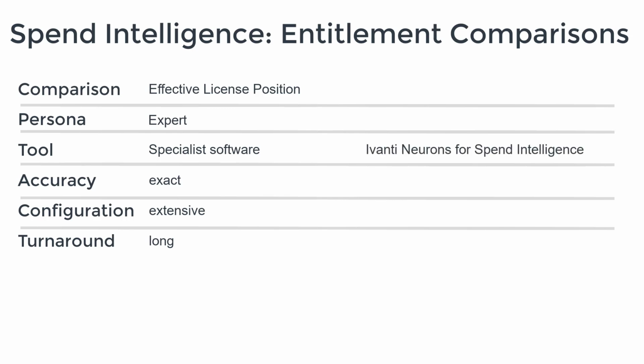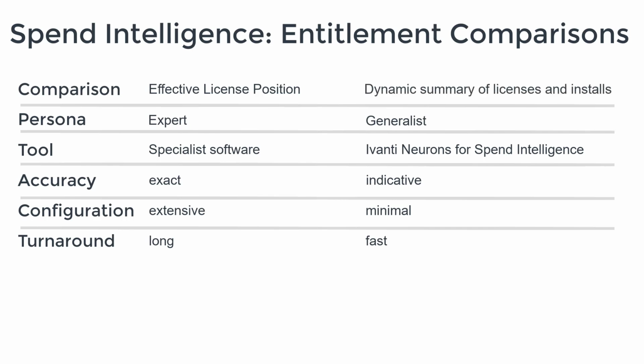Ivanti Neurons for Spend Intelligence is not targeted at experienced licensing experts wanting to create an ELP, but at IT generalists who have an interest in the license position of their IT estate and want to have a feel for what their license position is and where their money is going. With very little configuration, Ivanti Neurons for Spend Intelligence provides you with a dynamic summary of your license and install data that shows you where you need to focus your attention to ensure compliance and where you can look to save money.